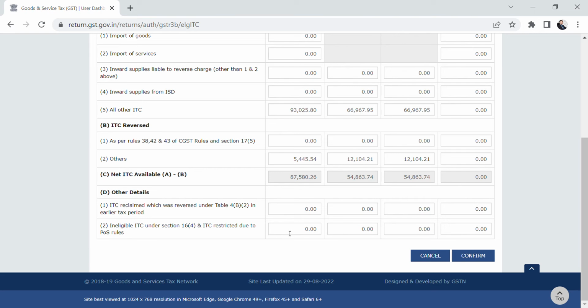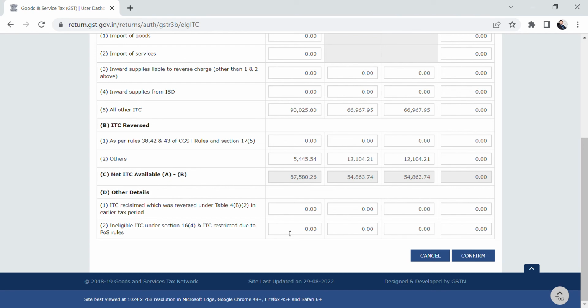To make it more understandable, I'm giving one more example for 4D1. 4D1 is talking about ITC reclaimed, which was reversed under table 4B2 in earlier tax period. For example, for the month of April 2022, you have reversed some amount because the payment was not made within 180 days, and there was a trigger in the month of April 2022. Or the invoice was actually received in the month of April 2022, but goods have been received in, say, August 2022. So that amount will be reflected here.